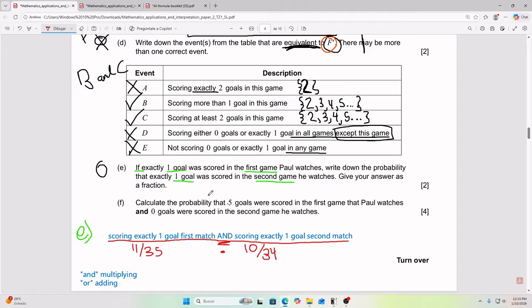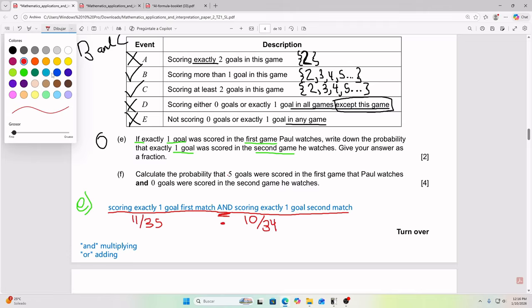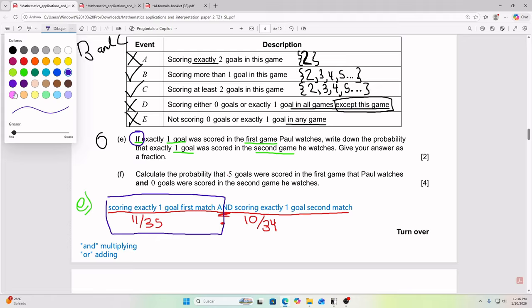But now that I look at this exercise a little more closely, it says, if one goal was scored in the first game he watches, write down the probability that exactly one goal was scored in the second game he watches. And so here there's actually an additional thing I missed a little bit, is that at the start it's saying if. And so basically we are taking this part for granted. So this is taken for granted. They're only asking about this probability over here.